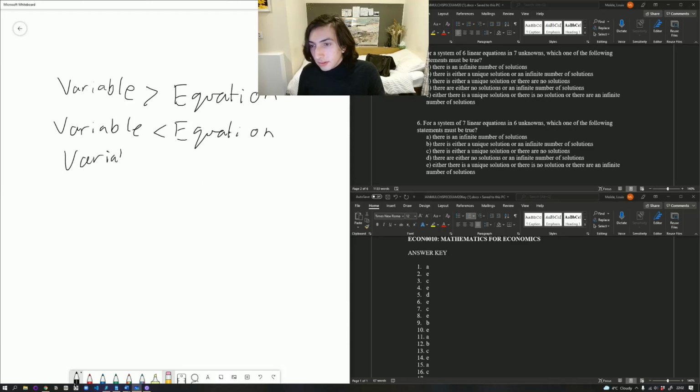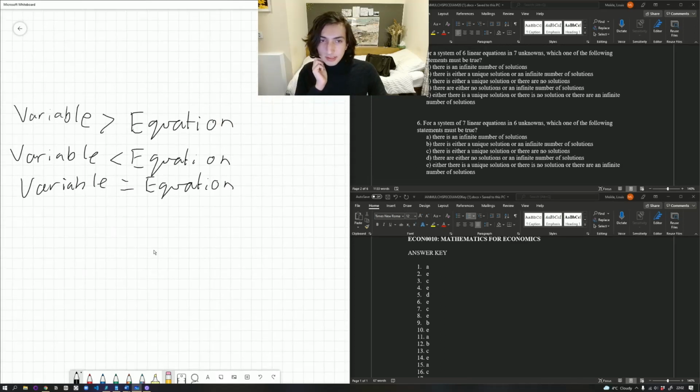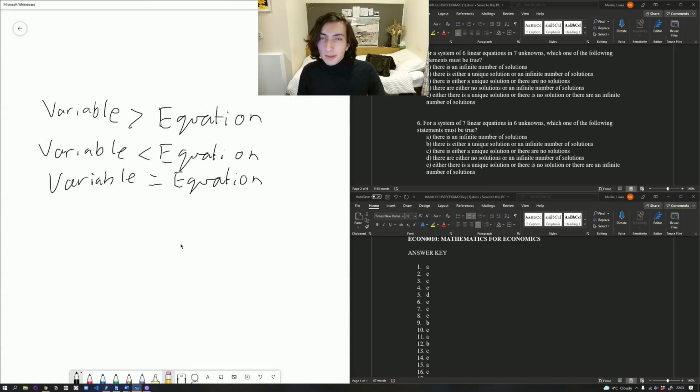So variable equal to equations. What this essentially determines is what solutions you actually get, okay? So you can see for 5, for our top one here, that you get no solutions or infinite number. Now, why actually is this? So let's write it down, okay?